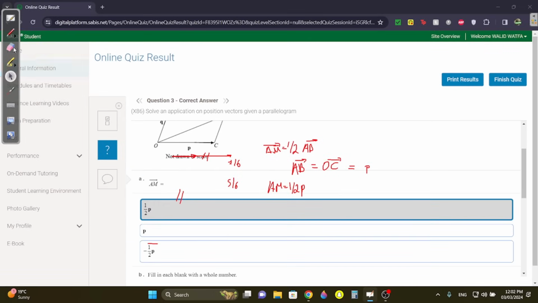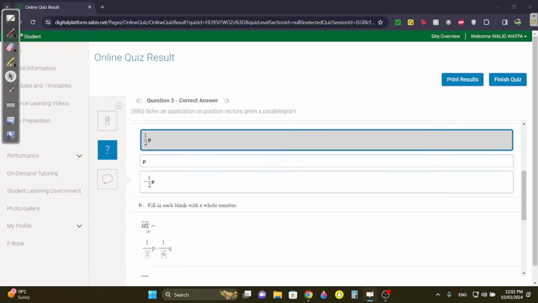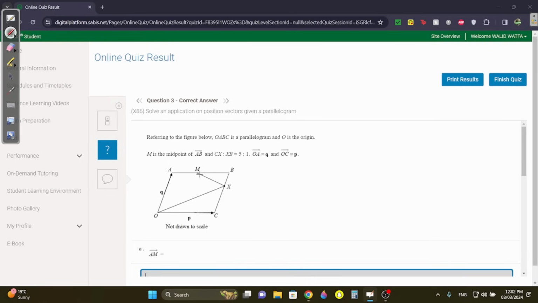Yep. How about part B? You have MX, this vector here. You have to use the sum, right? For MX, we take the alternative path. To go from M to X, you have to go M to B, B to X.